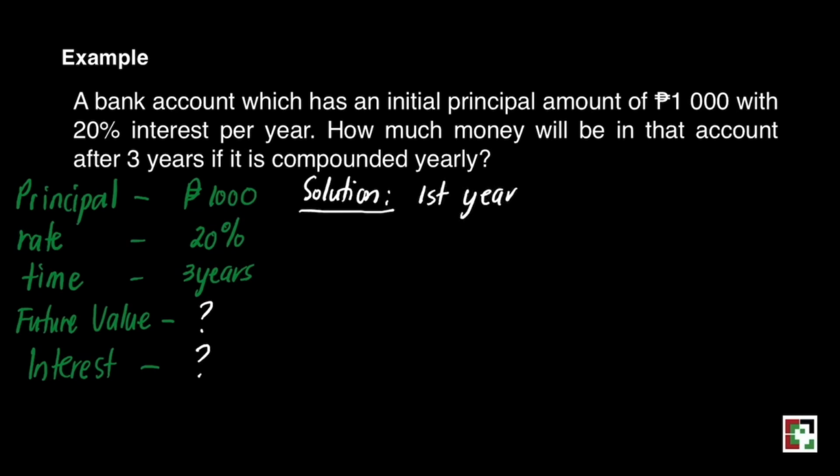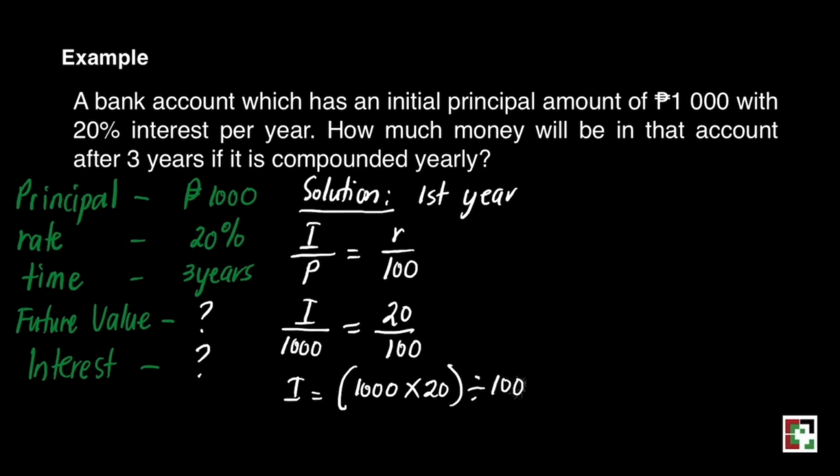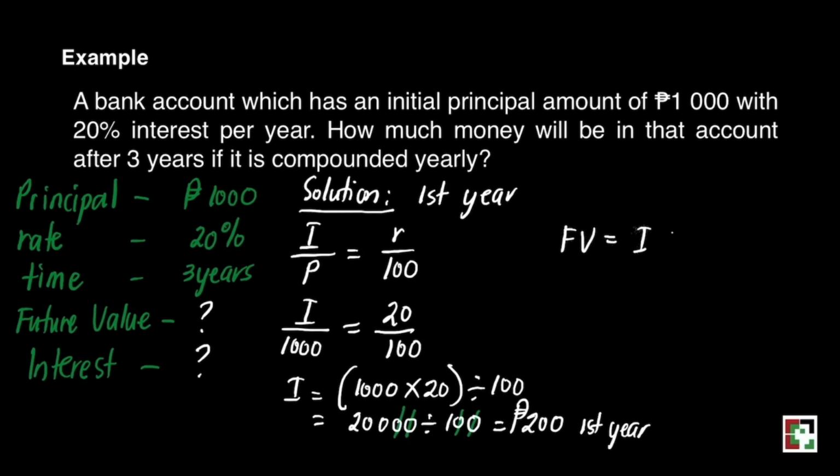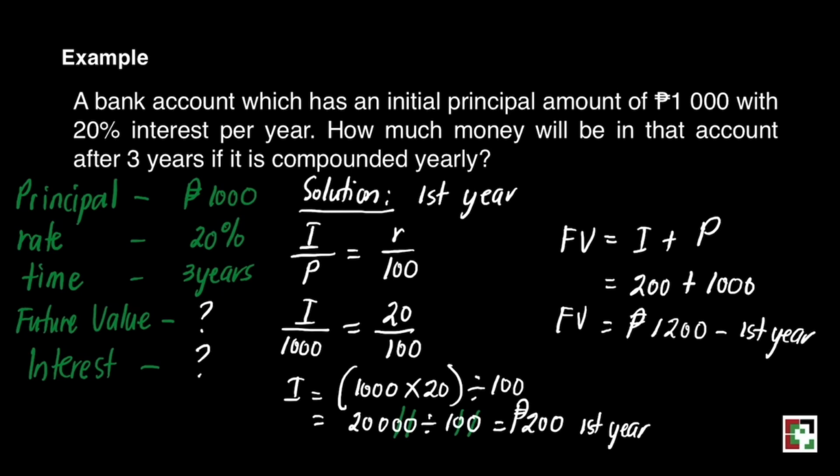So in the first year, we are still going to use the same formula. That's interest over principal is equal to rate over 100. This time we will just substitute. That's I over 1000 is equal to 20 over 100. That's I is equal to 1000 times 20 divided by 100. That's going to be 200 divided by 1. The answer is 200 pesos for our interest for the first year. For the future value, that's going to be interest plus principal. That's 200 plus 1000 pesos. So our future value after 1 year is 1200 pesos.